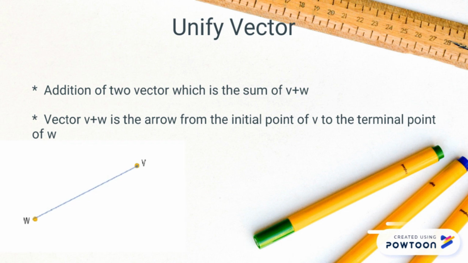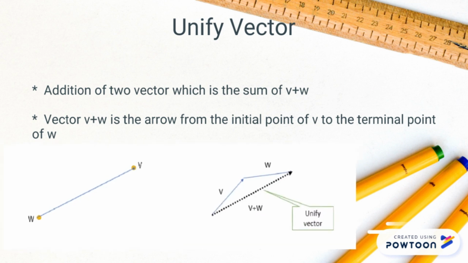What is a unified vector? Addition of two vectors, which is the sum of v plus w. Vector v plus w. In this picture, the arrows go from the initial point of v through to the terminal point of w.